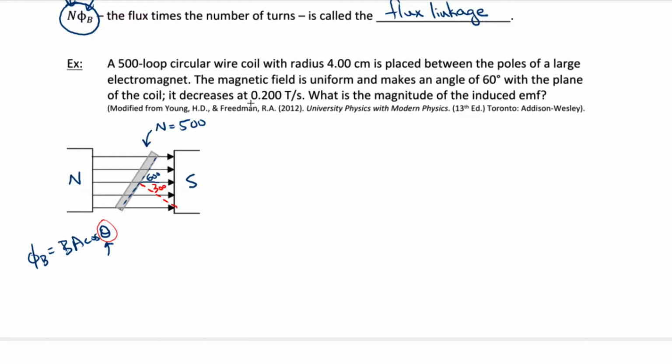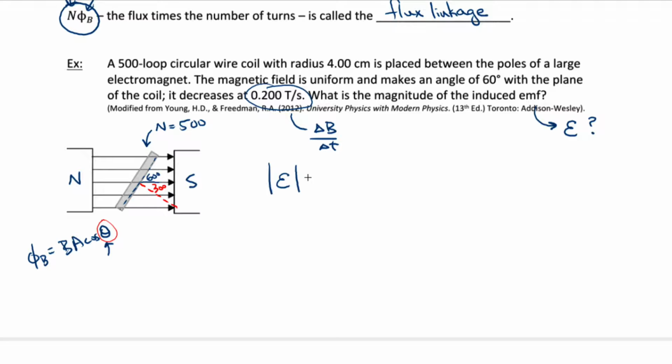So getting back to the problem as stated, the magnetic field is uniform, and it makes an angle of 60 degrees with the plane of the coil. We just use that to find the angle to the normal. And we're also told that it decreases by 0.2 teslas per second. So what is that? Well, it's the time rate of change of the magnetic field. So it's delta B over delta t, how fast the magnetic field strength is changing. And we're asked for the magnitude of the induced EMF. In other words, what is epsilon? We just want the magnitude.